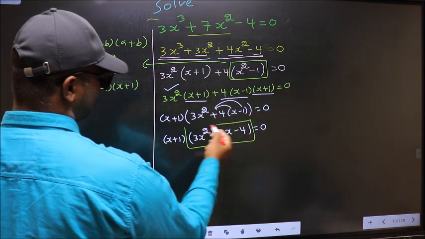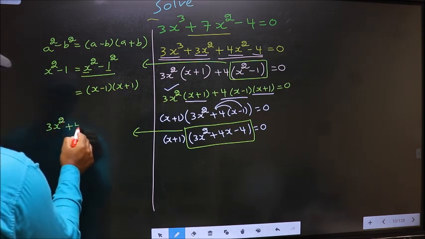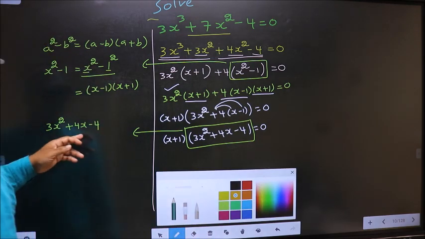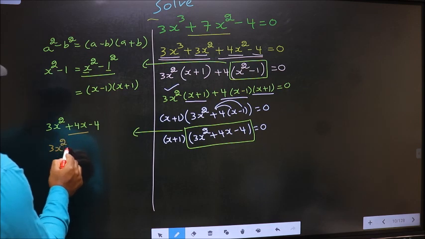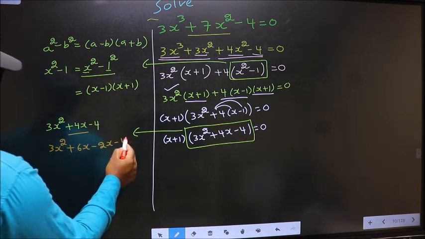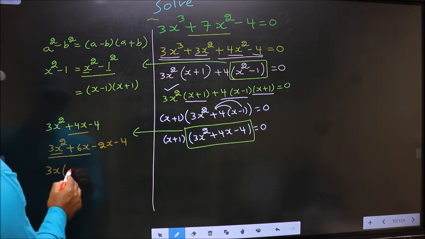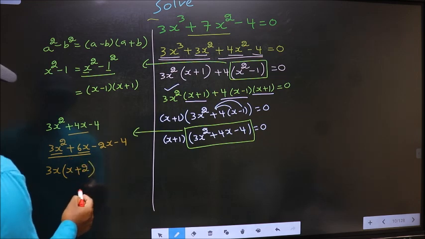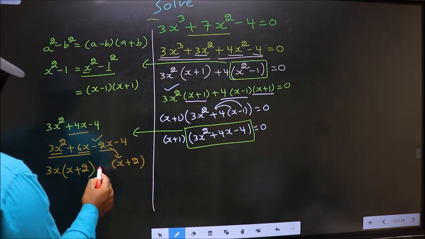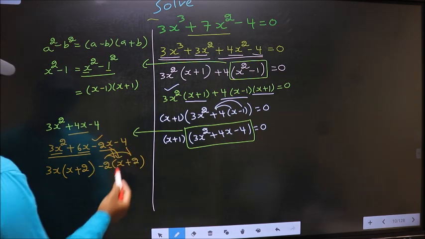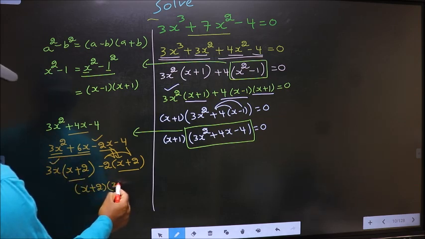Now we got a quadratic. I will factorize the quadratic here, that is 3x² + 4x − 4. To factorize this, we should split the middle term +4x. So in place of +4x, now I write +6x − 2x − 4. Next, what can be taken out common from these two terms is 3x. So here we get x + 2 from this 3x. Whatever we got here, here also we should get the same thing. From this, x has gone inside, so outside we get −2. Even if you multiply and check, you still get the same thing. Now take out x + 2 common. So here you have 3x and here −2.